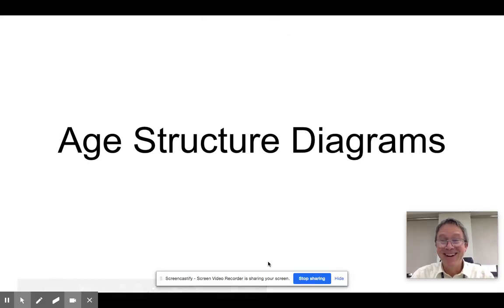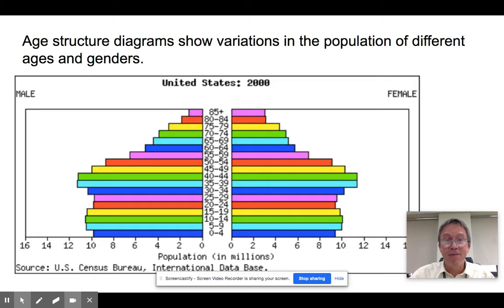There I am. Hi. Okay, let's talk about age structure diagrams. I love them. An age structure diagram is basically a way of trying to represent the different age groups from the population over time. So here's how these things are set up.